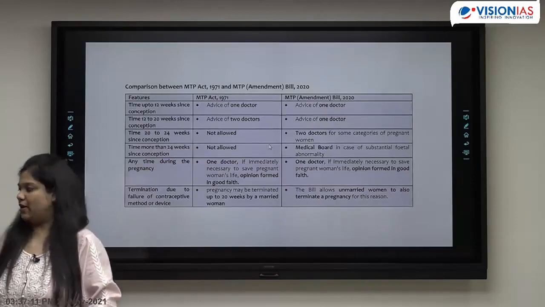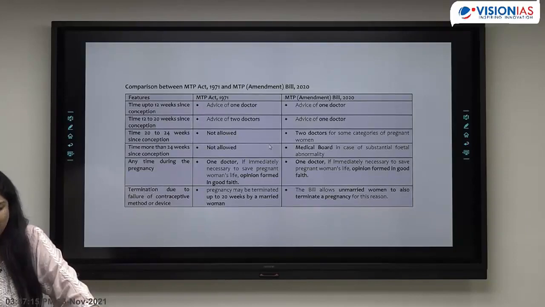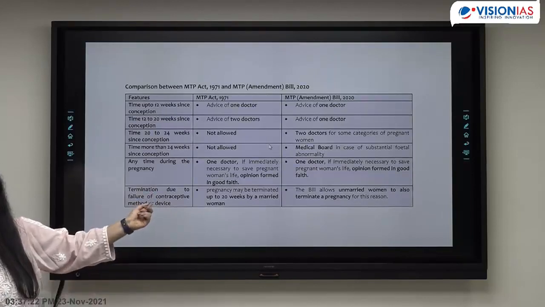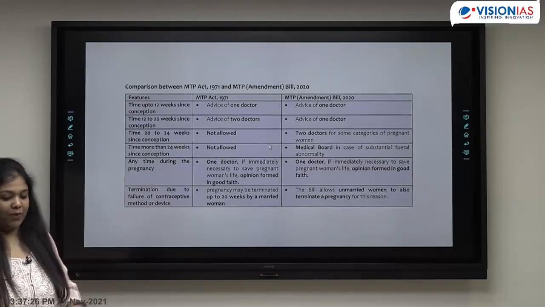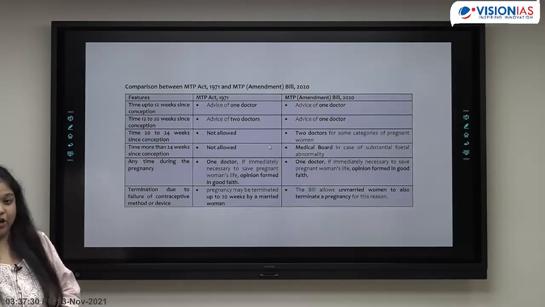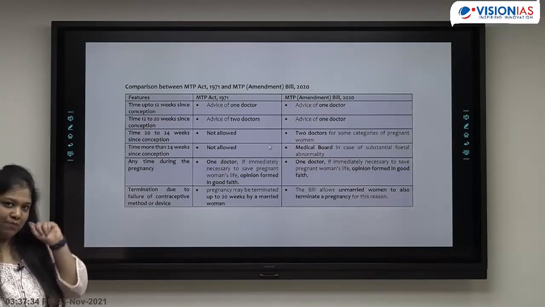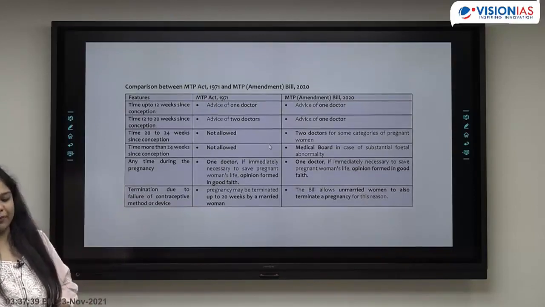It has been published in the Gazette in March 2021. So up to 12 weeks, in both, the advice of one doctor is needed. For 12 to 20 weeks, initially two doctors were needed; here it is one doctor only. This is what we discussed. For 20 to 24 weeks, it was not allowed at all in the original Act, but now it has been allowed for some categories of pregnant women. In these categories, the rape survivor has been mentioned in the gazette. With respect to the other categories, it is up to the central government to notify that.